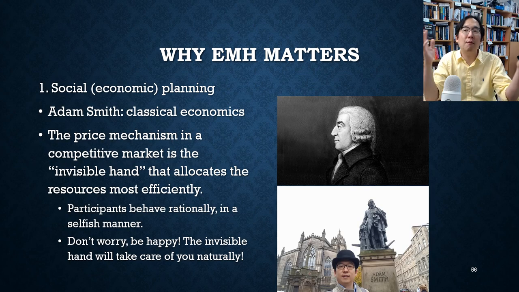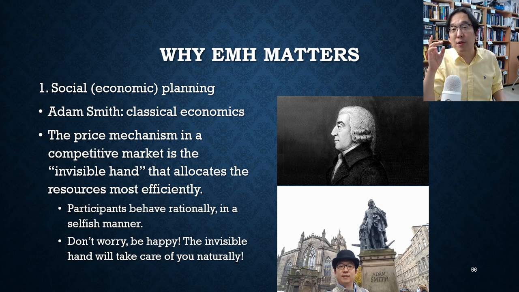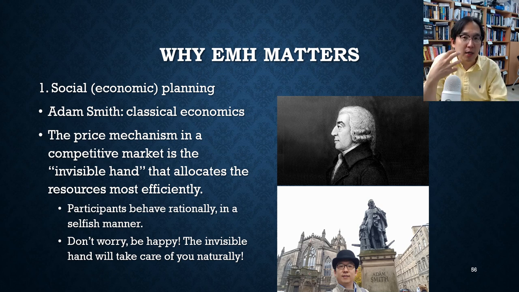Social planning, what does it have to do with it? Well, it goes back to Adam Smith, our Adam of economics, right? Classical economics, right? 1776, The Wealth of Nations, okay? What was the most important thing in The Wealth of Nations, right? It was the invisible hand. What was the invisible hand, right? Price mechanism. Oh, so what was the claim, right? Price mechanism in a competitive market is the invisible hand that allocates the resources most efficiently, okay?